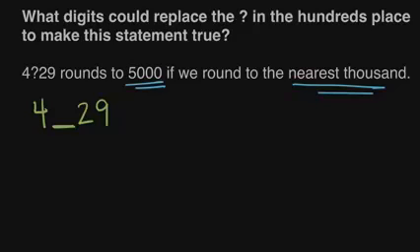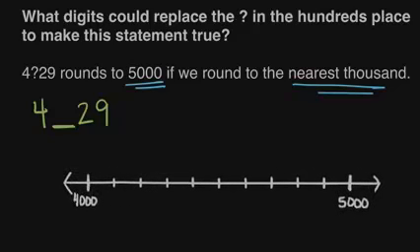So let's show that on a number line. Here's a number line that goes from 4,000 to 5,000. And then the hundreds here are marked. So this will be 4,100, 4,200, 4,300, 4,400, so on all the way to 4,900, and then finally 5,000. So if we want to fill in digits here, then we can graph them on our number line and see what they are nearest to. Are they nearest to 5,000 or are they nearest to 4,000?